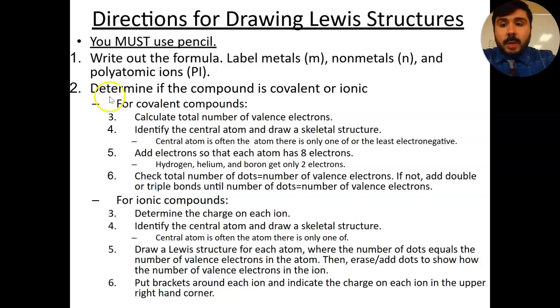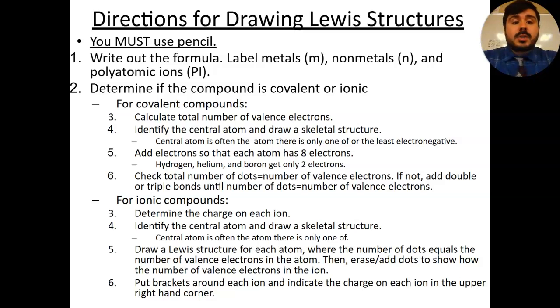If you are able to determine that you have covalent bonding present, because you've got nothing but nonmetals bonding to each other, you can move on to these next set of steps here, right? 3, 4, 5, and 6 in the first set here. So for covalent compounds, 3, calculate the total number of valence electrons, and I'll show you how to do that next class. 4, identify the central atom and draw a skeletal structure. The central atom is oftentimes going to be the atom that there is only one of, or is the least electronegative, right?